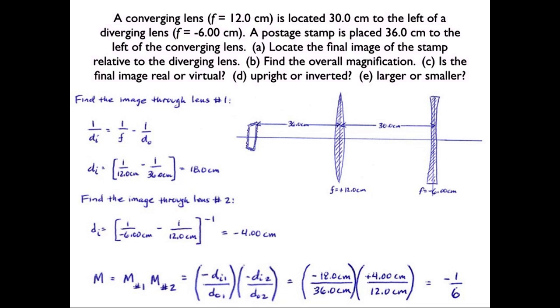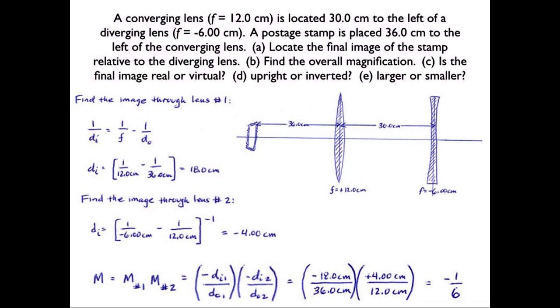We've used the thin lens equation before. You can rearrange it to say that the inverse of the image distance is equal to 1 over the focal length minus 1 over the object distance. And if I plug in those known distances of 12 centimeters and 36 centimeters, I forgot my little minus 1 here, you find that the image distance is 18 centimeters. So that means the image will be located 18 centimeters to the right of the converging lens, over here in the area between those two lenses.